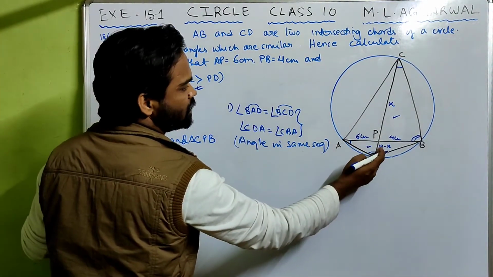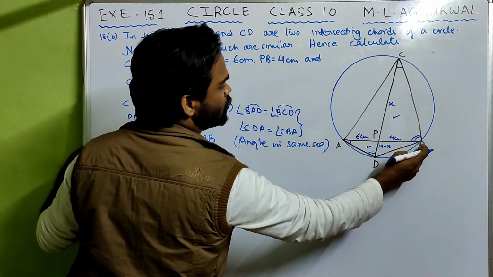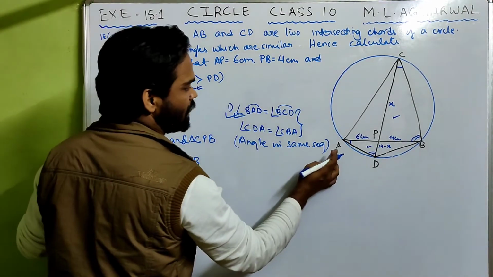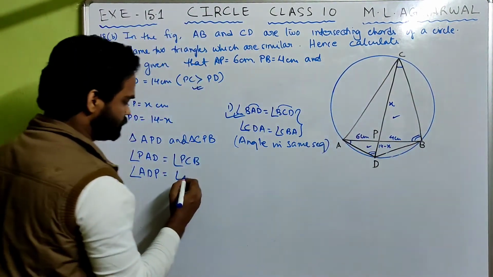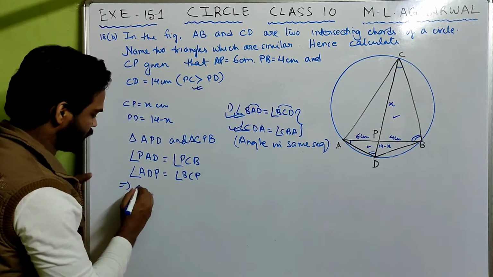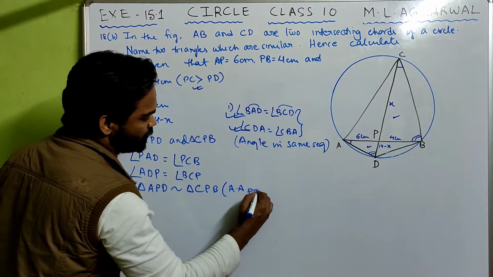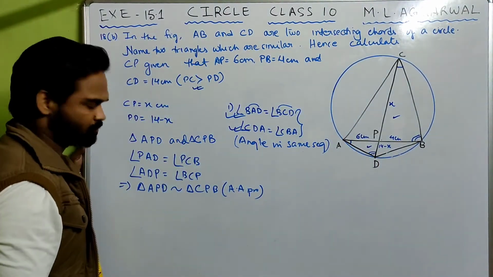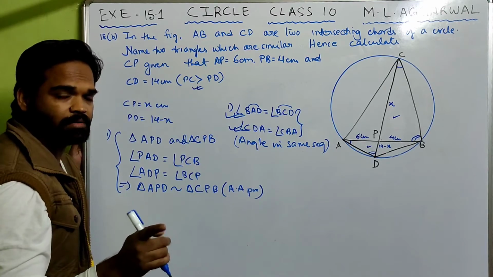Now, angle BAD is nothing but PAD. So, angle PAD is equal to PCB. We just got over here. And angle ADP is equal to BCP. We just proved it, which means I can say triangle APD is similar to triangle CPB by angle property. Done. Very easy. You could have done vertically opposite angle also.